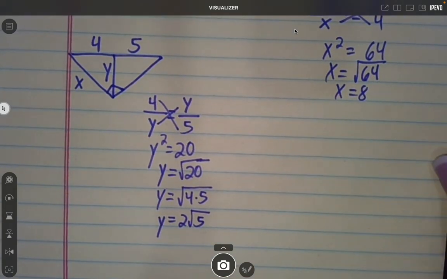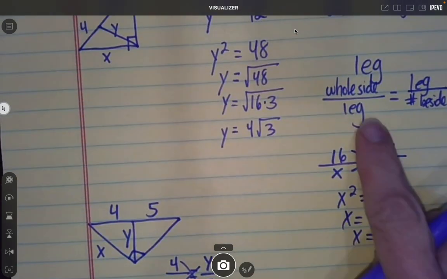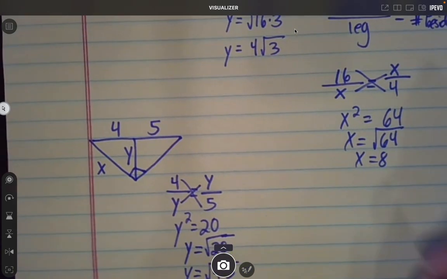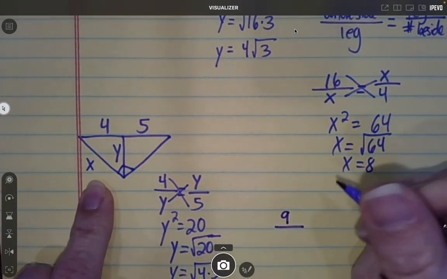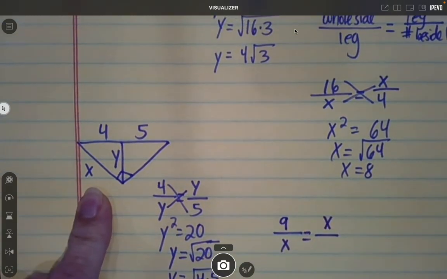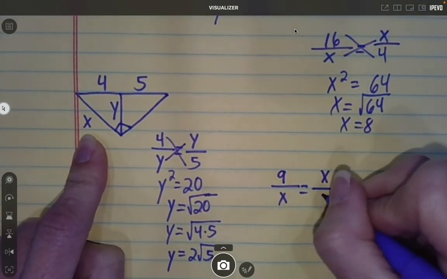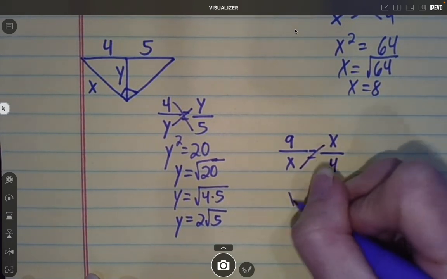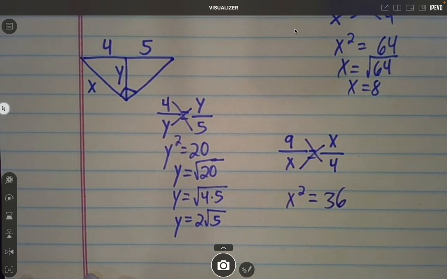Now let's find the leg. For the leg, it starts with the whole side. What's this whole side? 9. Over the leg, what's our leg here? X equals x over, and then it's the side next to it, or beside it, is what we said. So that's 4. Then what do you do? Cross multiply. So you get x squared equals 36.